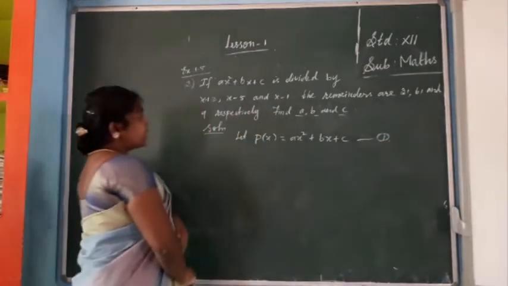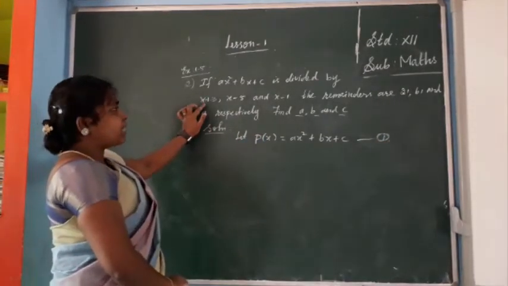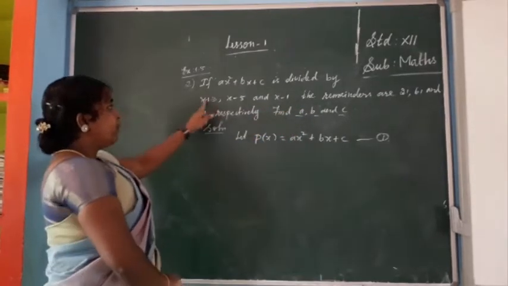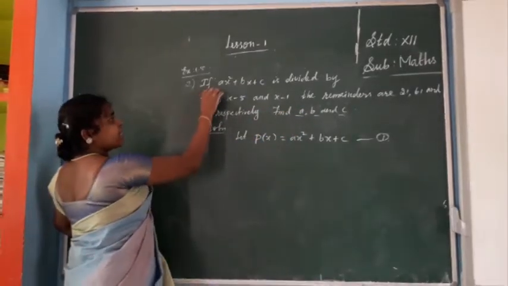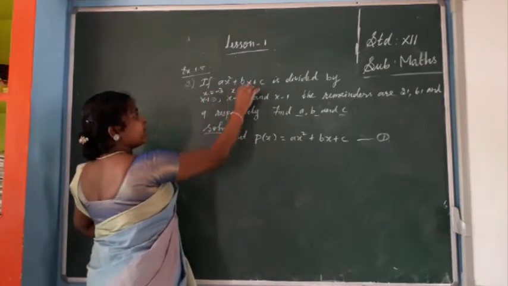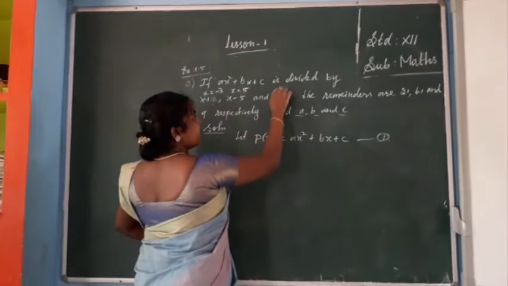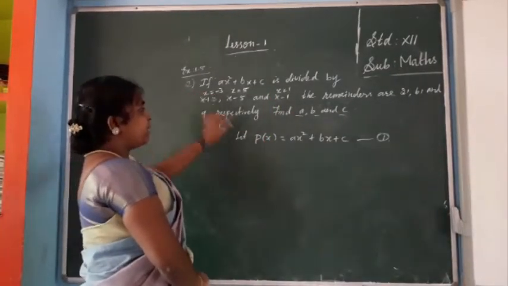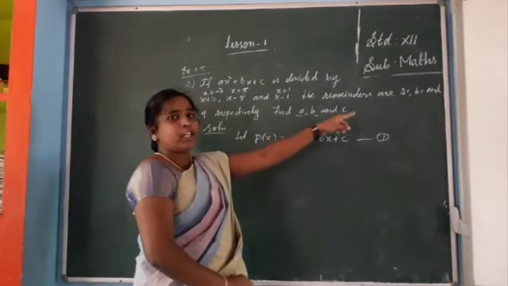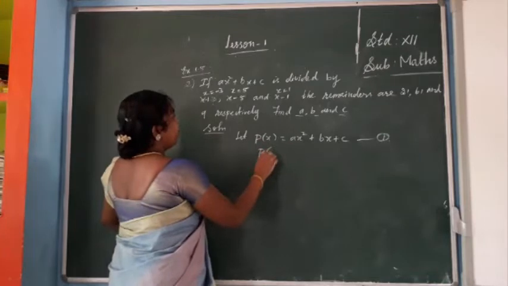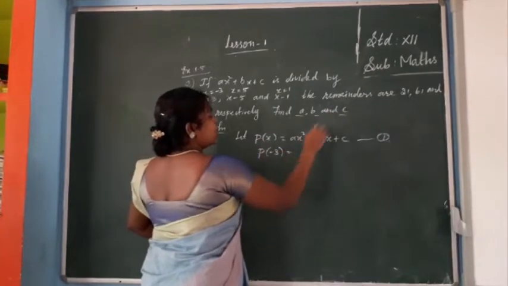Next, when you are dividing by x plus 3, you get a remainder of 21. That means x plus 3 means x equal to minus 3. X minus 5 means x equal to 5. X minus 1 means x equal to 1. So when x equal to minus 3, you get P of minus 3 equal to 21, like the previous problem.